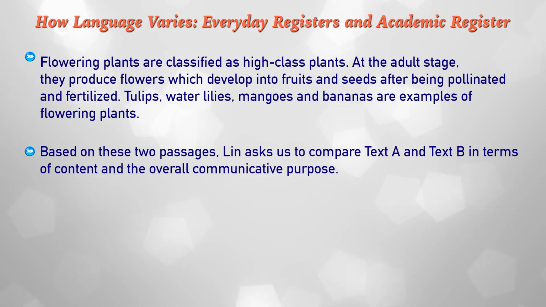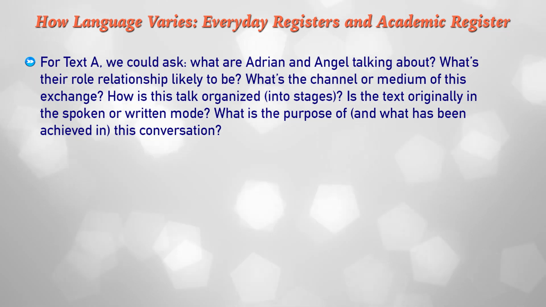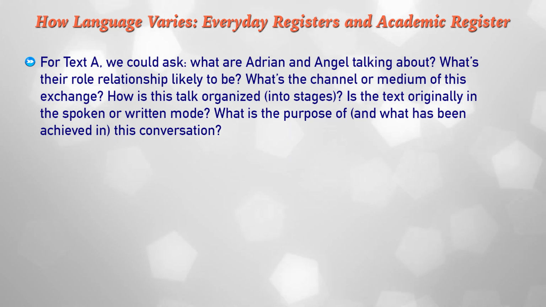Based on these two passages, Lin asks us to compare text A to text B in terms of content and the overall communicative purpose. Let us try to infer the different kinds of context where each text is likely to occur. For text A, we could ask, what are Adrian and Angel talking about? What's their role relationship likely to be? What's the channel or medium of this exchange? How is this talk organized into stages? Is the text originally in spoken or written mode? What is the purpose of and what has been achieved in this conversation?